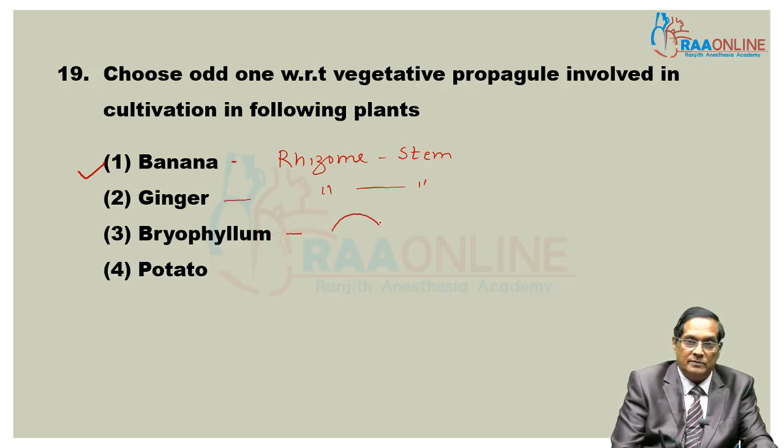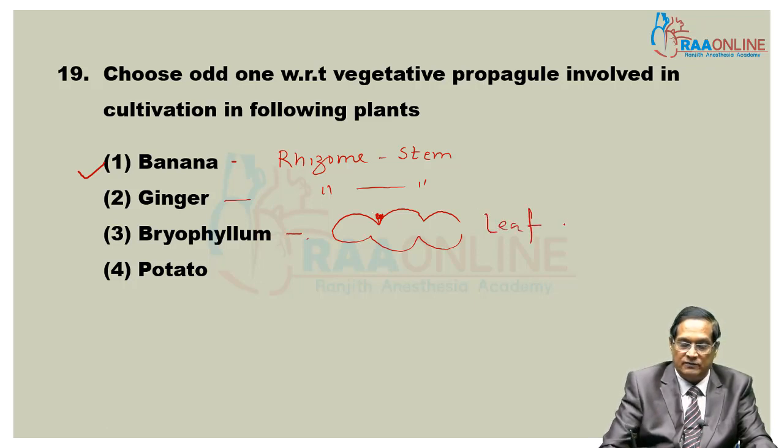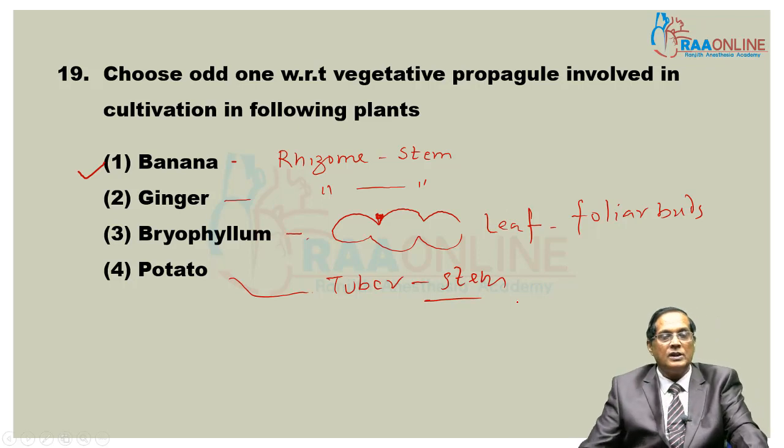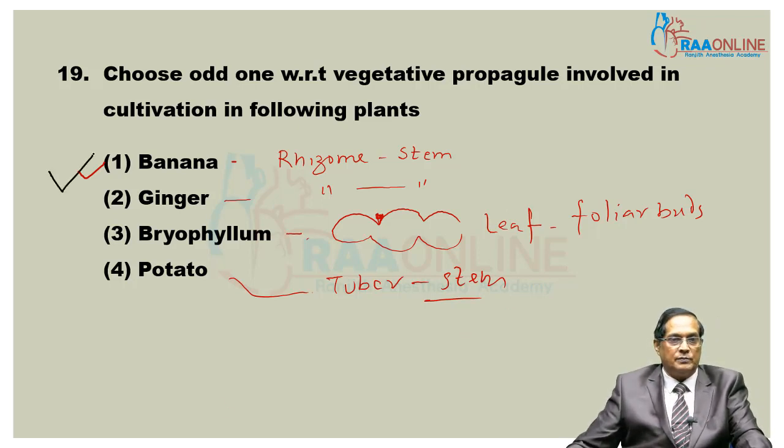In bryophyllum, leaf is involved, and the margins of the leaf have buds. Buds on the leaf are called foliar buds, through which it reproduces. Potato again is a tuber, and it is a modified underground stem. In the case of banana, reproduction is by stem, and in the case of potato, reproduction is by stem.